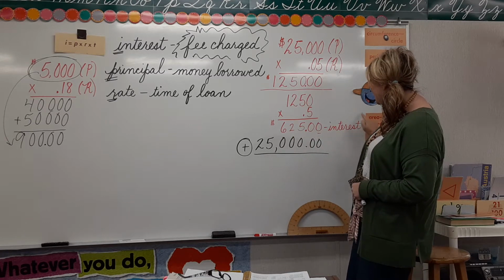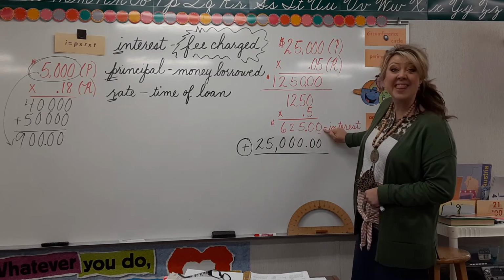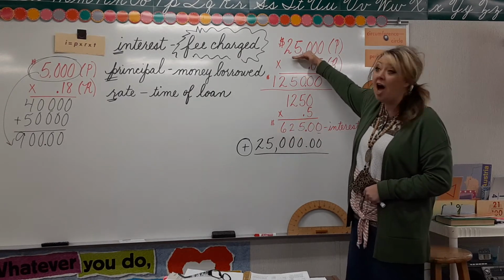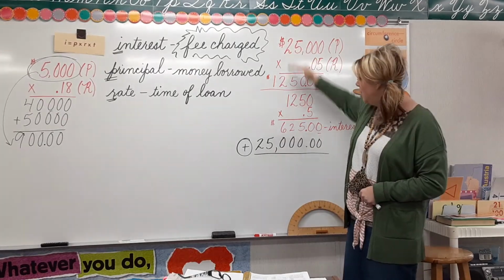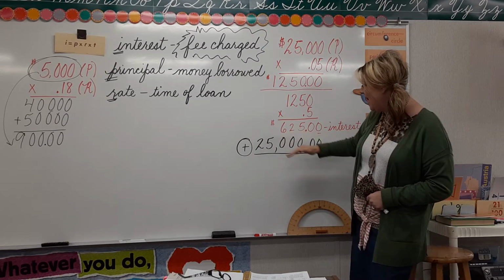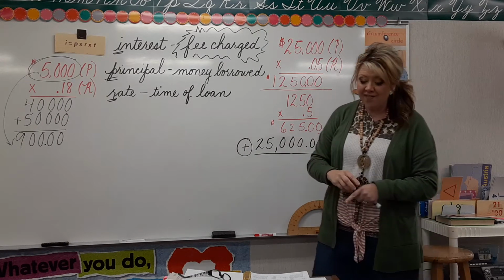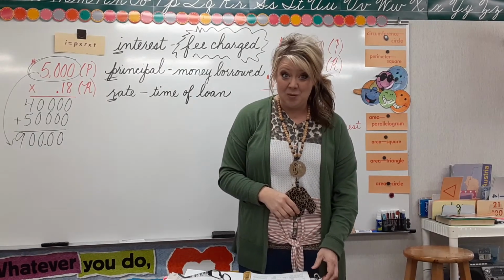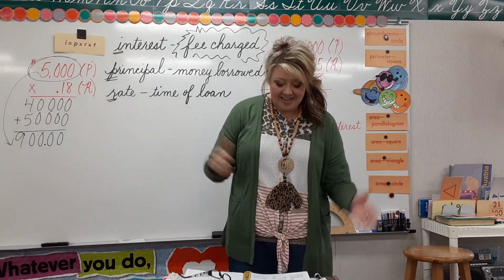That is the interest. He had to pay that friend back $625 on top of the amount that he borrowed. So we add those two together to get $25,625. That's the total payment. So do you get the idea?